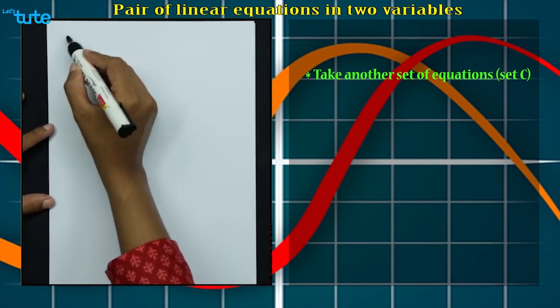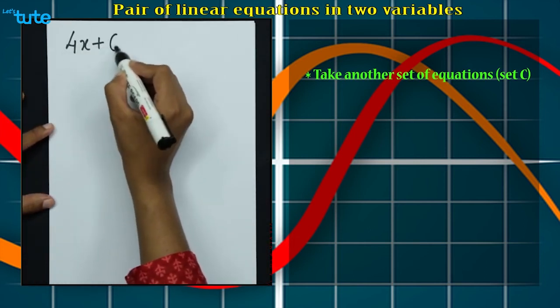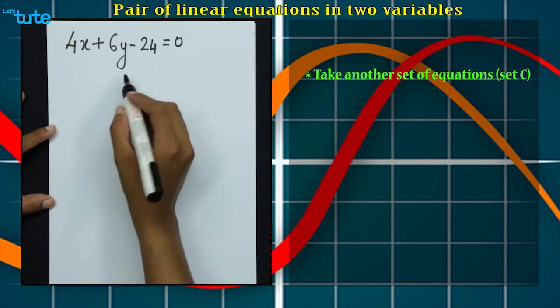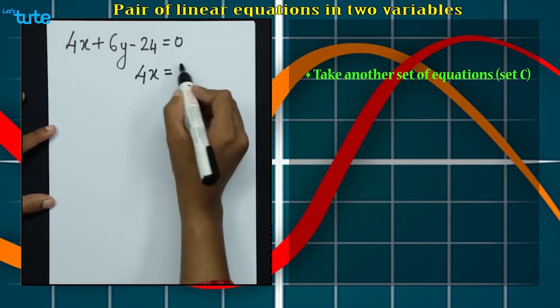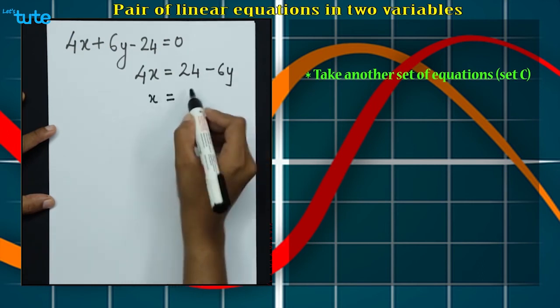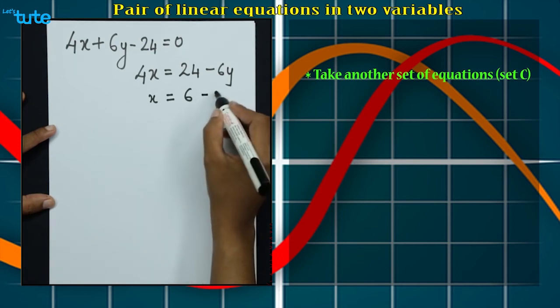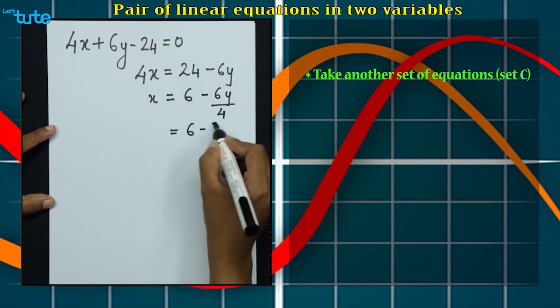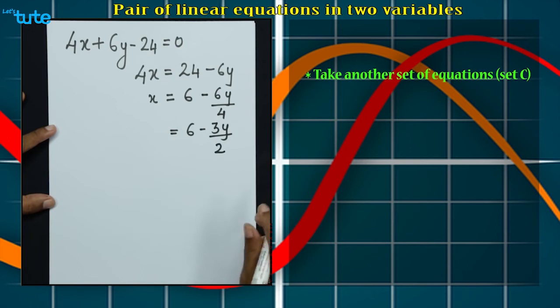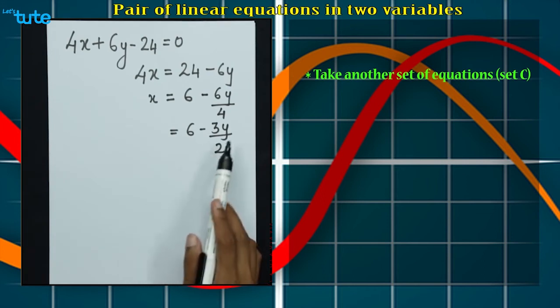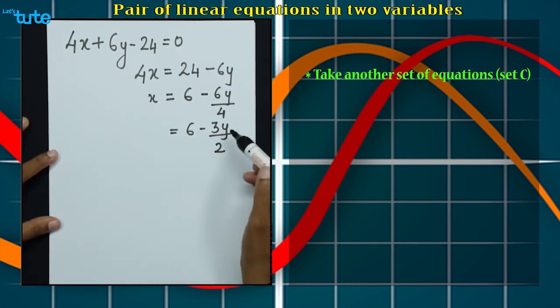The next equation that we would take here is 4x plus 6y minus 24 equals to 0. This gives me 4x equals to 24 minus 6y. Dividing each and every term by 4, I would get x is equal to 6 minus 6y upon 4, which can be reduced to 6 minus 3y upon 2. Again here we have a denominator 2. To take care of this denominator 2, we would try to take different values for y. And the values for y definitely should be even numbers to avoid decimal numbers.